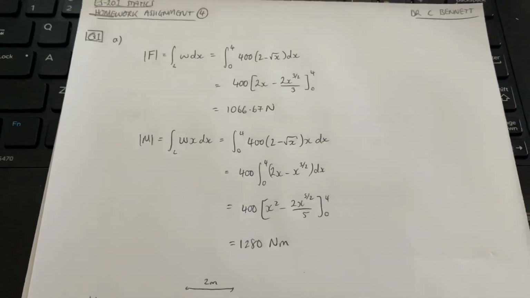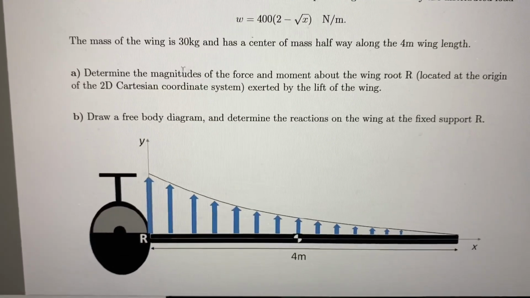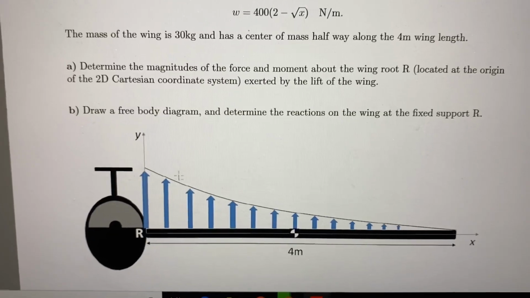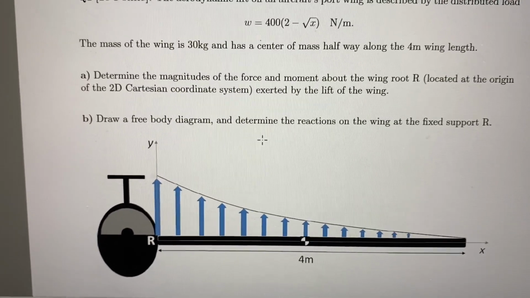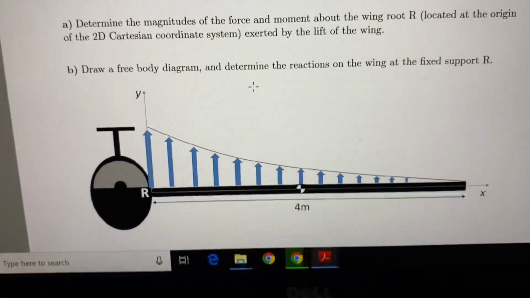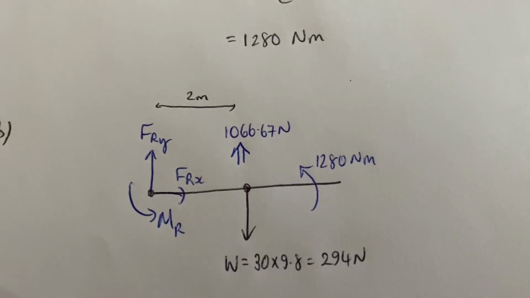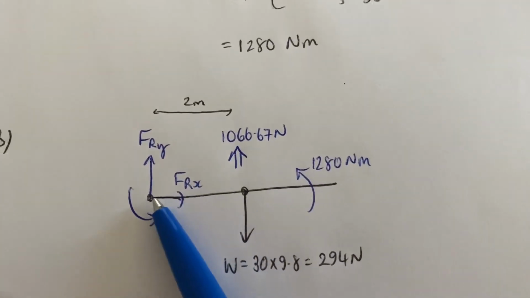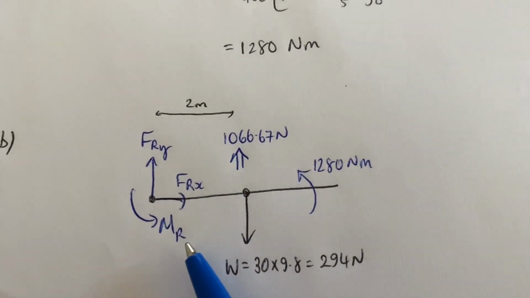The next part of the question asked for a free body diagram, now that we know the force and moment, and to determine the reactions about R, which we're assuming is a fixed support. So the free body diagram should have looked like this. We have reactions in the x and y directions due to the fixed support, and also a moment about R as well.